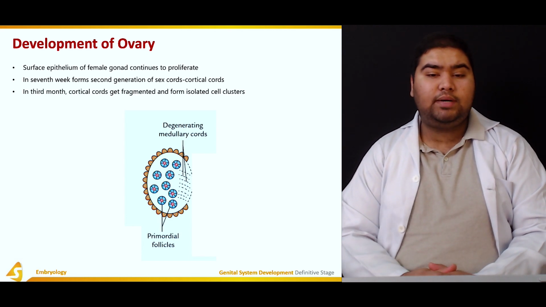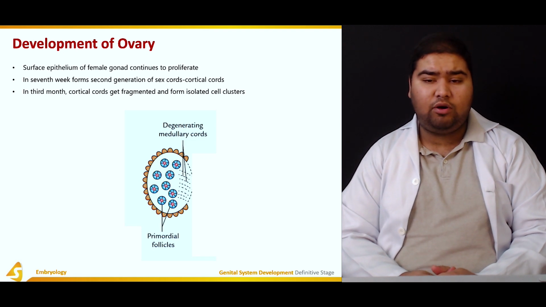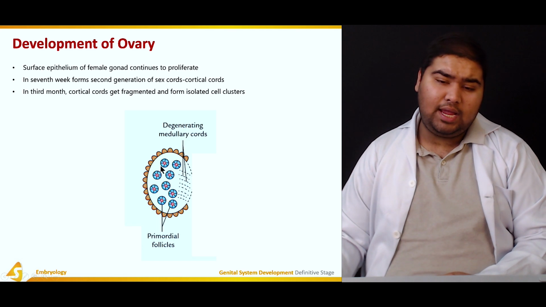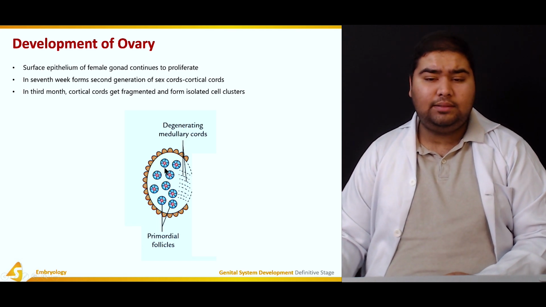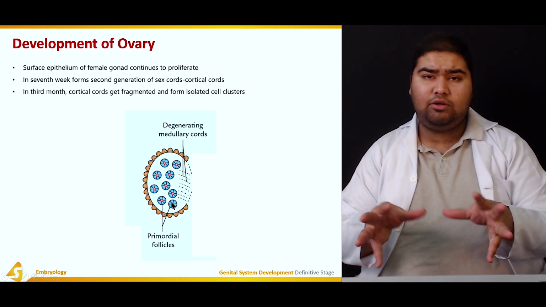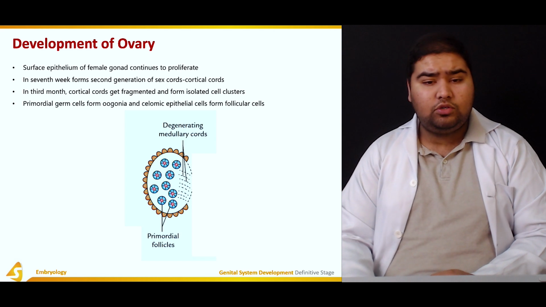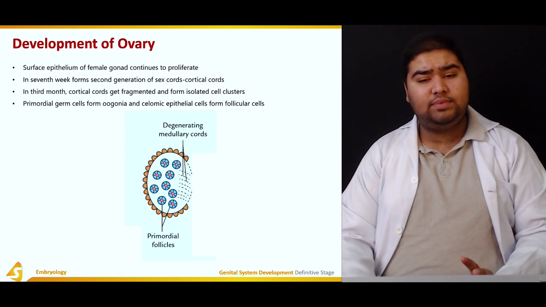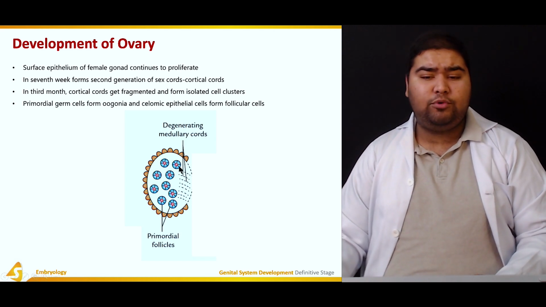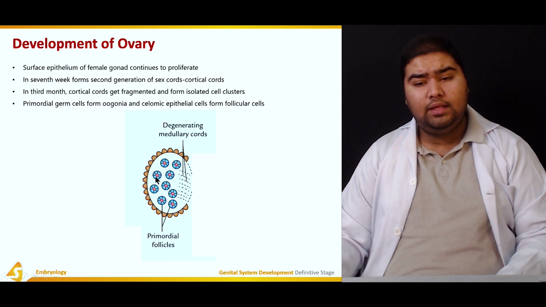So in the 3rd month, the cortical cords get fragmented and form isolated cell clusters. Here you can see these are the cords that have been fragmented and now they have formed isolated cell clusters. So the primordial germ cells are formed. The primordial germ cells now give oogonia, and the coelomic epithelial cells become follicular cells.